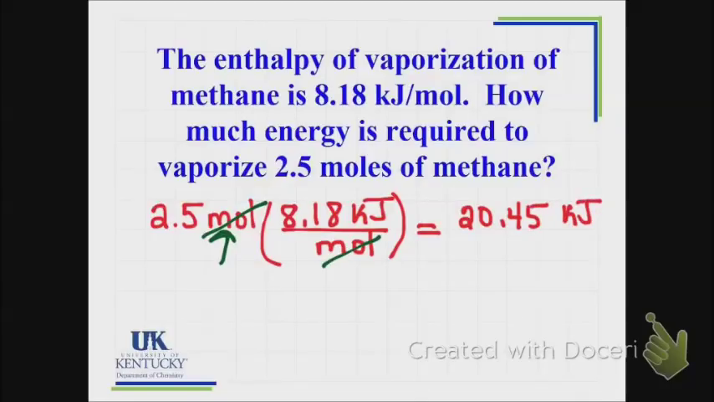Remember, the moles canceled. We do have to go back and look at significant figures, and we see that we have 2 significant figures in 2.5, we have 3 in 8.18, and so as a result we need to round our answer to 2 significant figures.